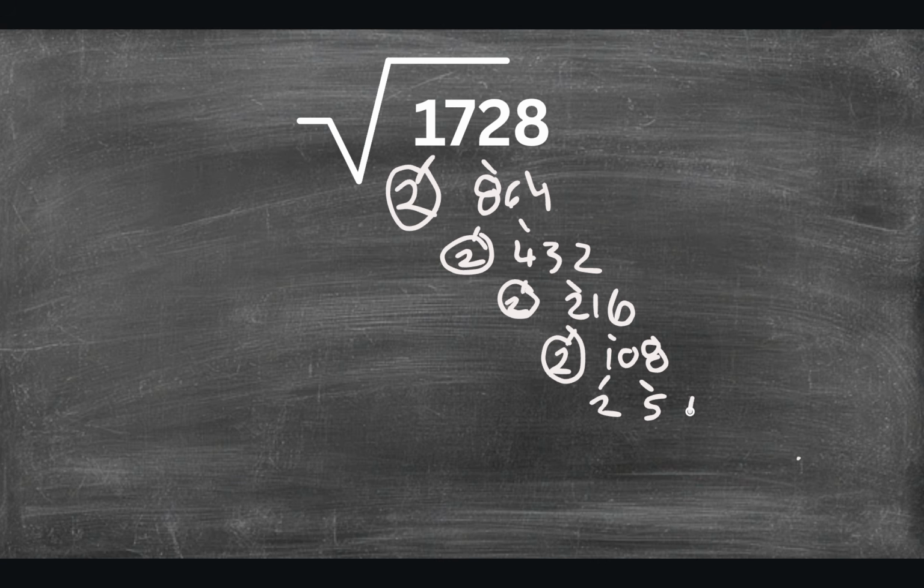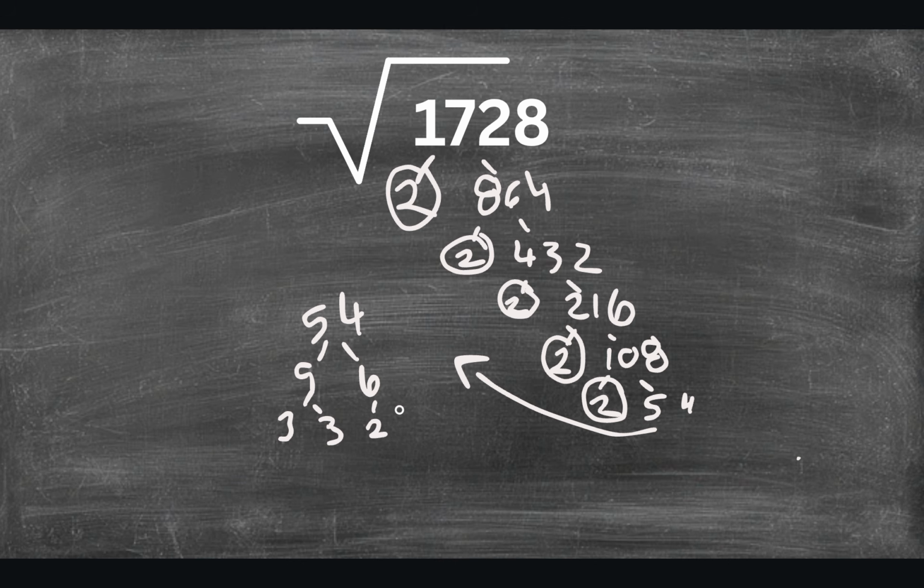We're getting close, guys. And then 54 will be 9 times 6. Let's move this over here. 54 is 9 times 6. And then this is 3, 3, and this is 2, 3.